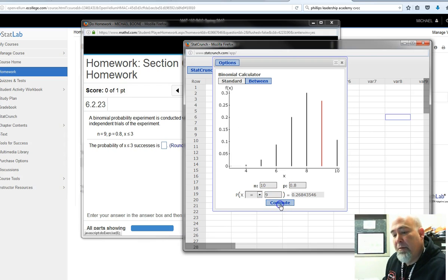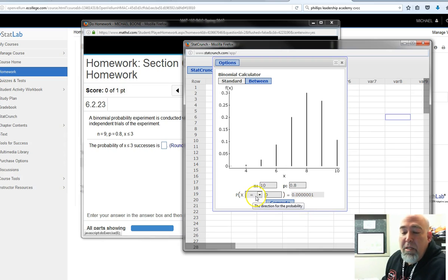To make 9 of them, I have a pretty good chance, 27%. But again, we notice that the highest one is at 8. Does that make sense that it would be at 8? If I'm an 80% free throw shooter and I'm shooting 10, we would expect that I make 8 of them. But, you know, I could make as little as 0, right? It would be very unlikely that I would make 0.